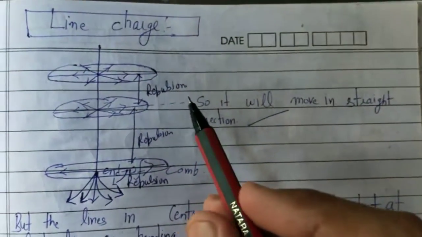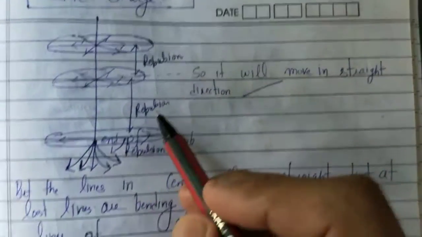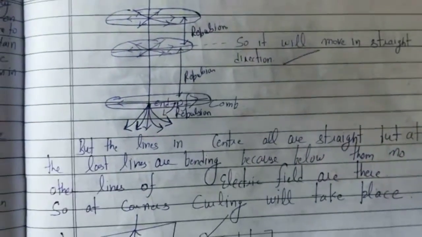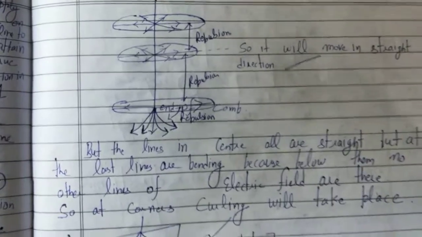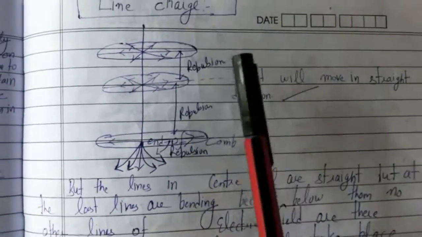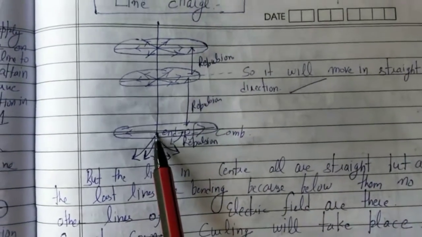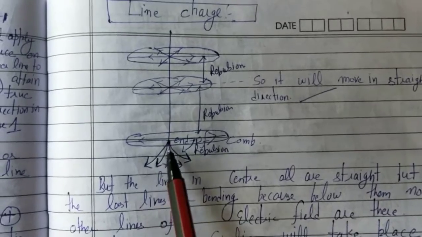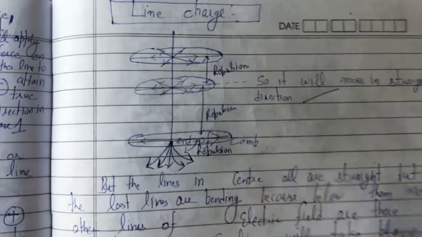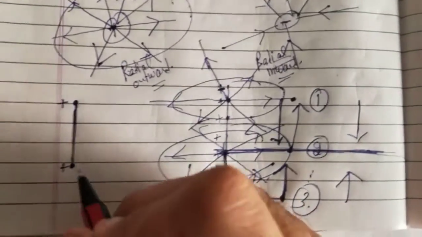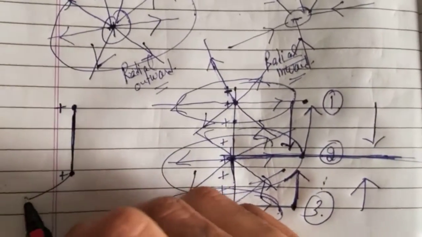It will face the repulsion of this line also, it will face the repulsion of this line also. So the distribution will be like this. So the pattern is like this. So at the end this will follow this. So this will move in this direction.